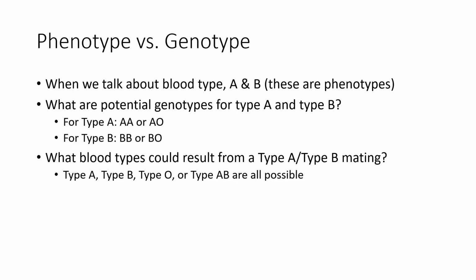For a person who is type A, they could have 1 or 2 genotypes. They could be either AA or AO. For type B, the genotypes are BB or BO. If you use a Punnett square, you could see that it's possible for a type A mother and a type B father to have children of all 4 blood types. That is, if they carry one O gene.